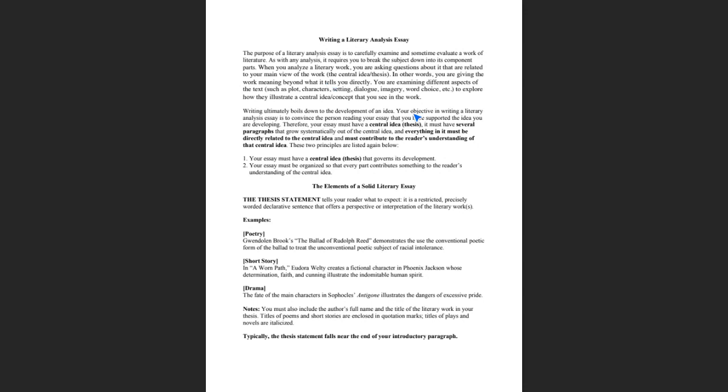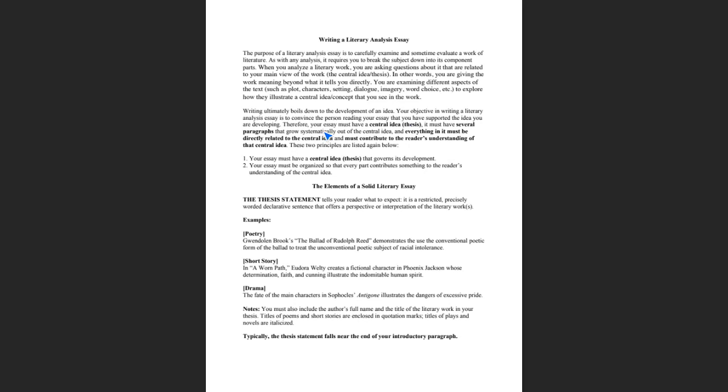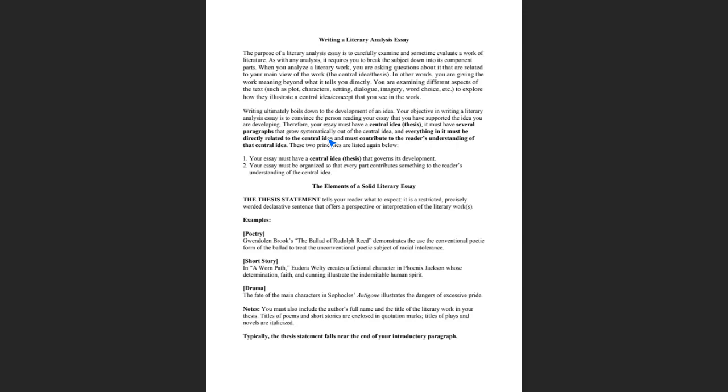Your objective in writing a literary analysis essay is to convince the person reading your essay that you have supported the idea that you are developing. Therefore, for your papers, you need to have a thesis statement. The thesis statement is not so important for the reader as it is for you, because what the thesis statement does is reiterate to you what your main point is. What is it that you're trying to prove?